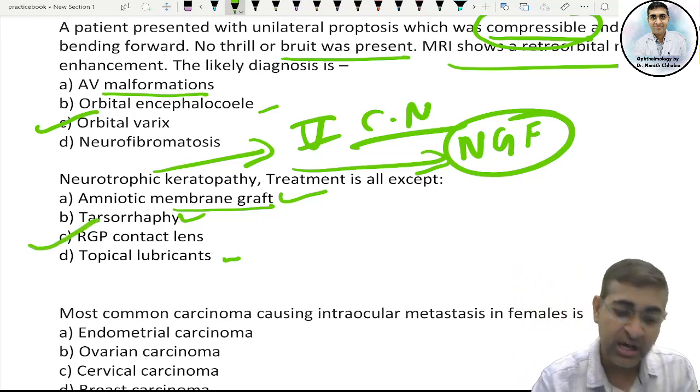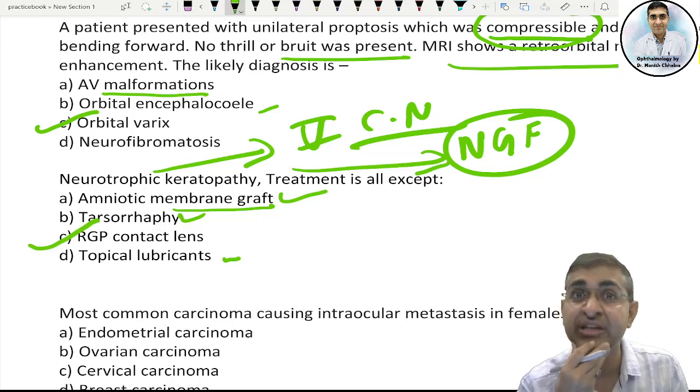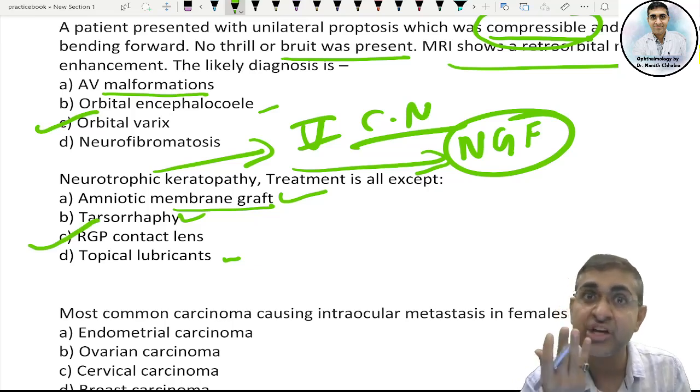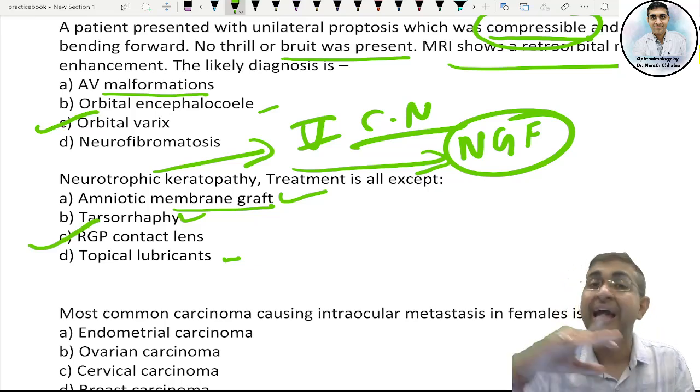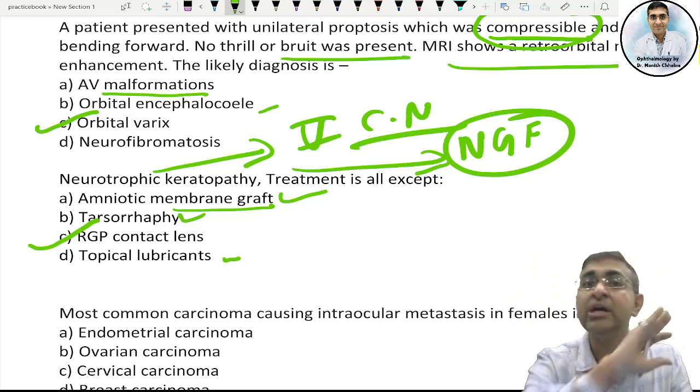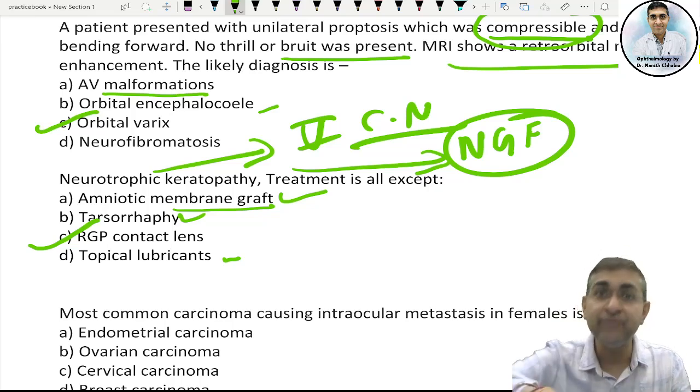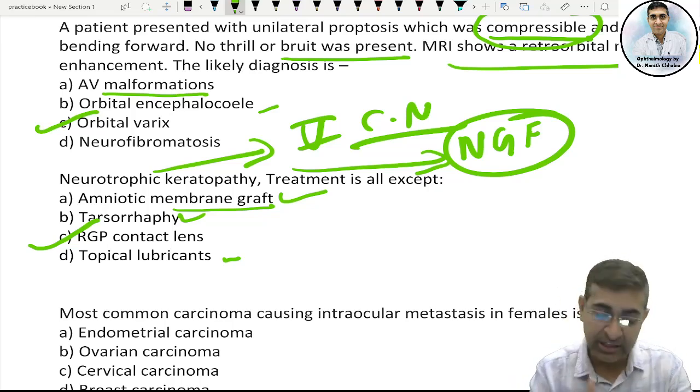So the answer is RGP contact lenses, rigid gas permeable. The contact lenses are rigid, so they are further going to rub over the surface of the cornea and further lead to damage to the corneal epithelium, which may further deteriorate the condition.